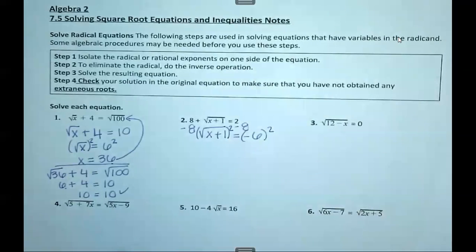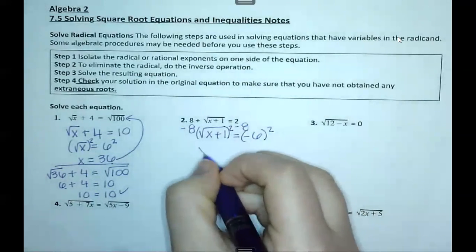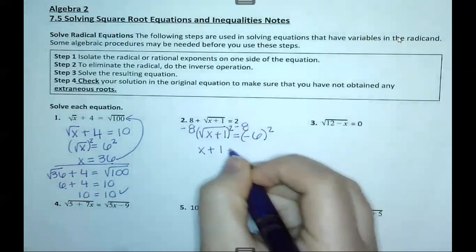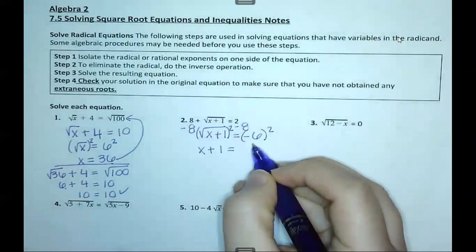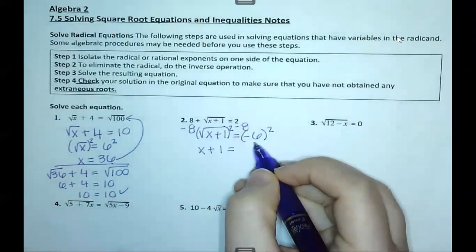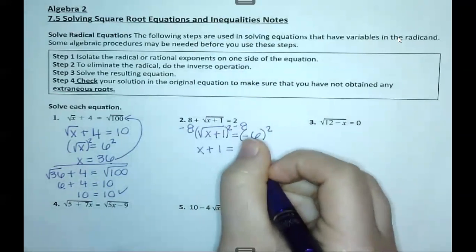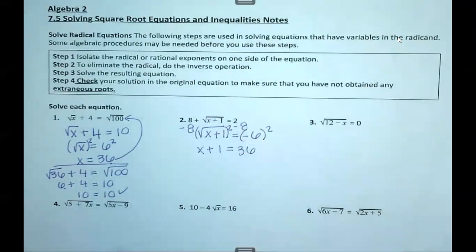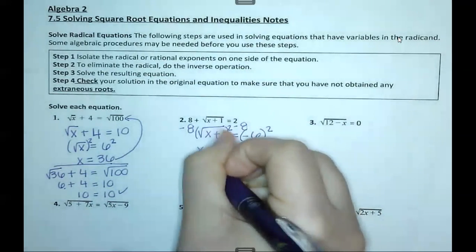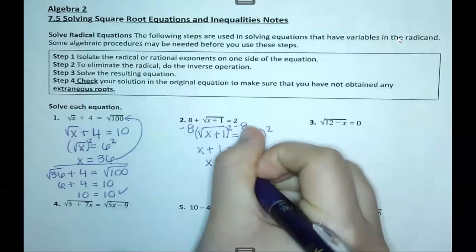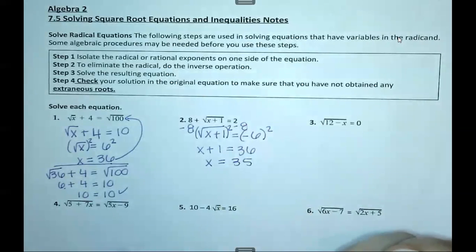Got to do it to both sides. So we are then left with x plus 1, since I've made the radical go away. Then I have negative 6 squared, which means negative 6 times negative 6, which is positive 36. And then we solve. So I need to get x by itself. I subtract 1. I end up with x equals 35.